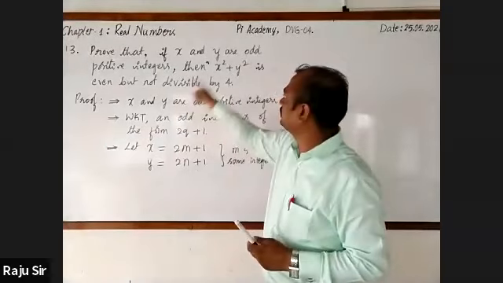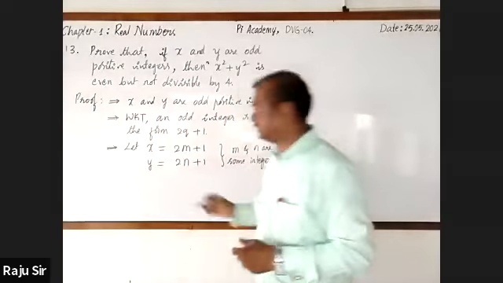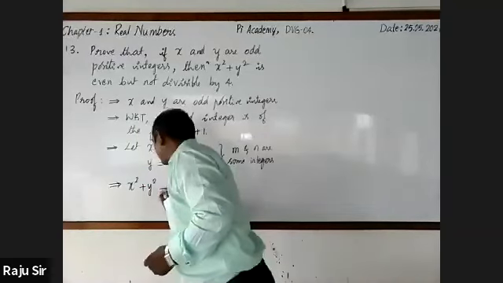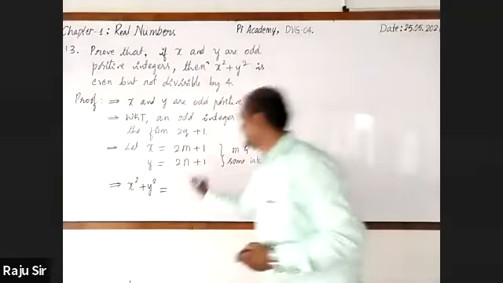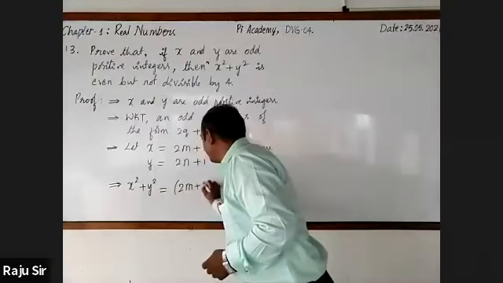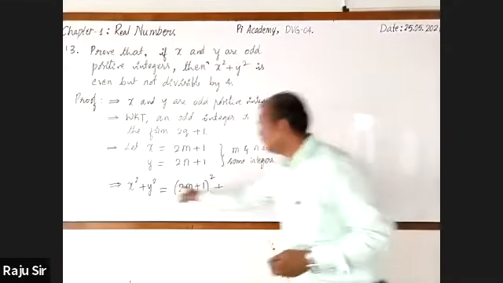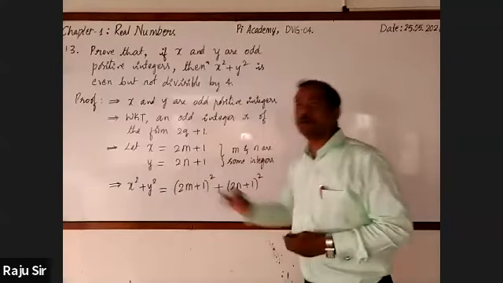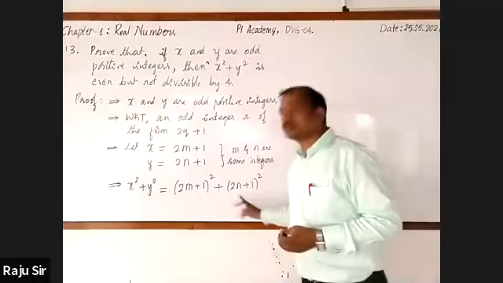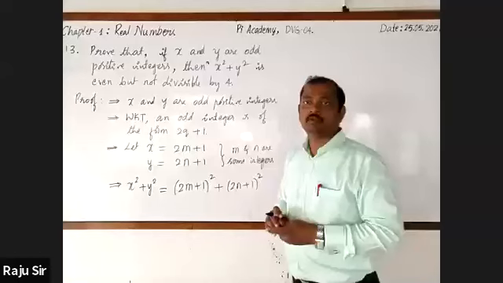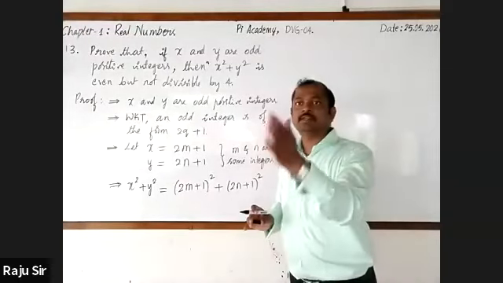Now, let us find out x square plus y square. This is equal to, where x is 2m plus 1, whole square, plus y is 2n plus 1, whole square. Now, each of these two terms is in the form (a plus b) whole square. So, expand that identity. It is a square plus b square plus 2ab.